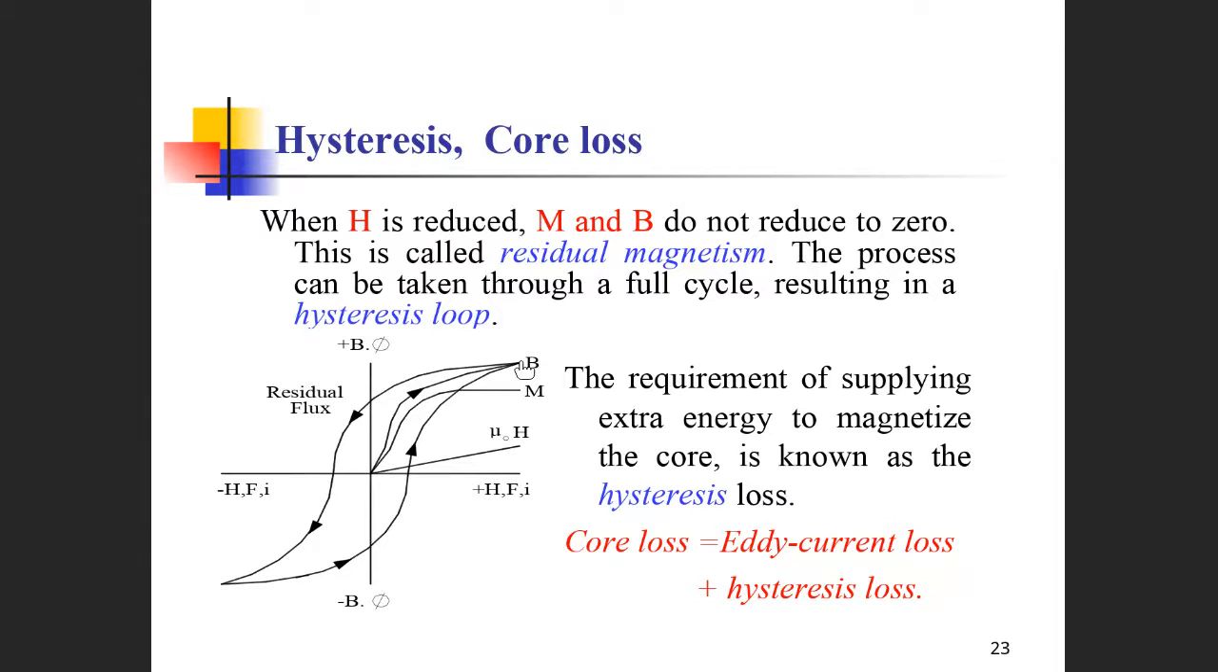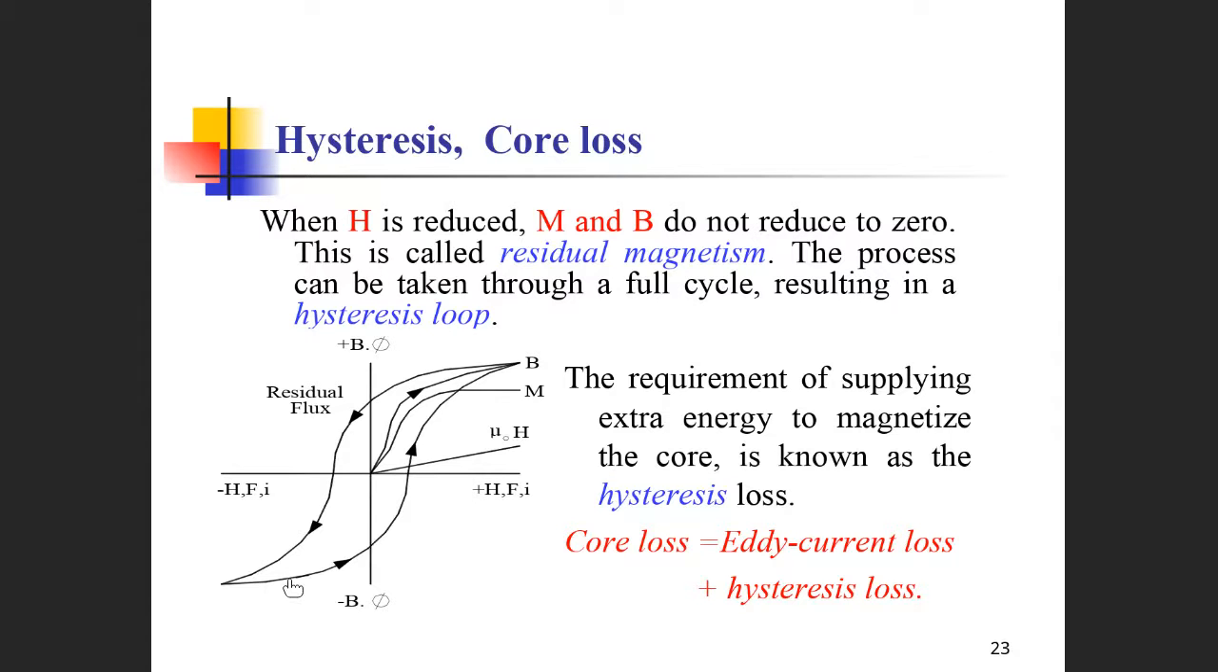Current maximum positive, then zero, then maximum negative. When the current is zero, the magnetic field is non-zero. When the current is maximum, the magnetic field is maximum. When the current decreases to zero, the magnetic field is not zero. When the current goes to a certain value in the opposite direction, the magnetic field is zero. When the current increases in the opposite direction to maximum, the magnetic field is maximum.